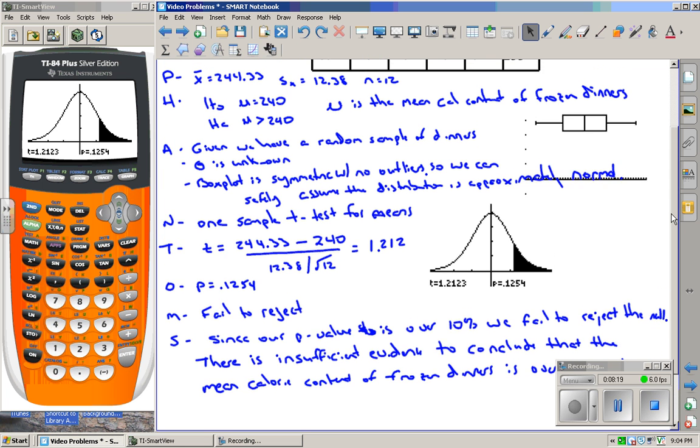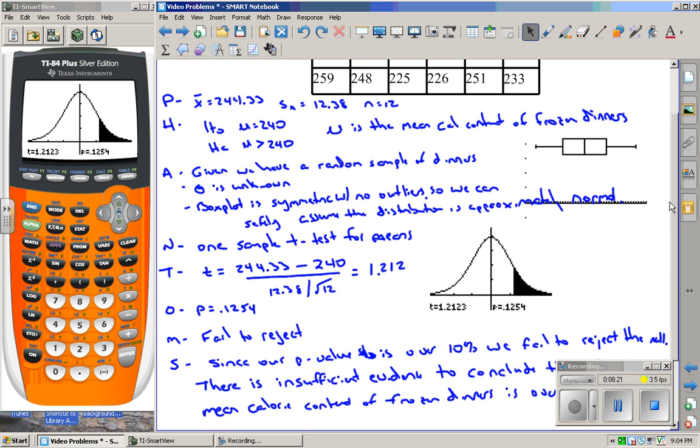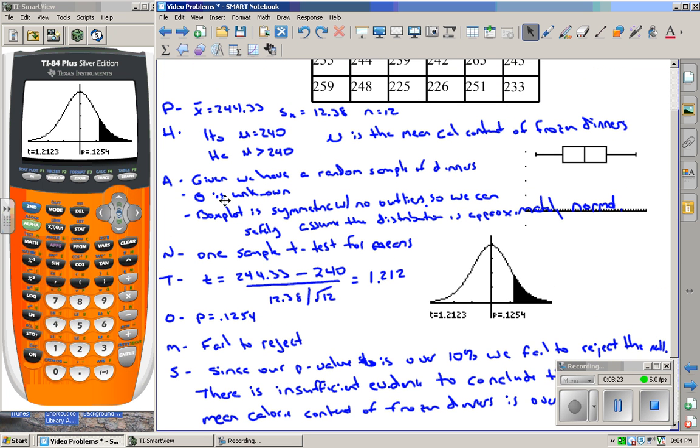You can see it's very similar to what we did before. We just changed a couple of things. The sigma is no longer known, so we're using a t-statistic. We're using our calculator to get us the p-value and the t-statistic value. But other than that, things are much the same.